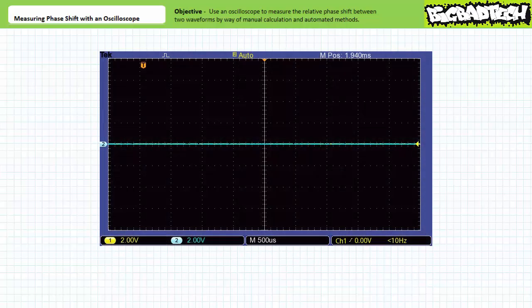You'll note this oscilloscope is currently scaled using a vertical sensitivity of 2 volts per division on both channel 1 and channel 2. Additionally, it has a horizontal sensitivity of 500 microseconds per division. You'll note within each vertical and horizontal division, 5 subdivisions exist, where each subdivision represents 1/5 of a full division. Given the current vertical sensitivity, each vertical subdivision represents 1/5 of 2 volts, or 0.4 volts. Similarly, given the current horizontal sensitivity, each horizontal subdivision represents 1/5 of 500 microseconds, or 100 microseconds.